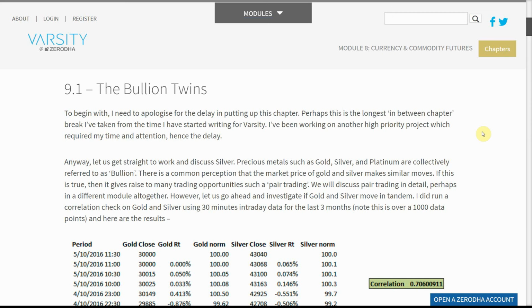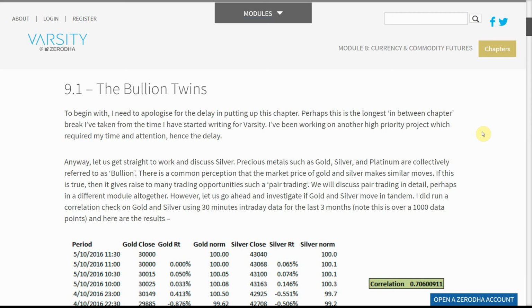I did run a correlation check on gold and silver using 30 minutes intraday data for the last 3 months. Note this is over 1,000 data points, and here are the results. The correlation on an intraday basis is 0.7, which is quite remarkable. I'm guessing the correlation on end-of-day basis would be even better. So what does this mean? Well, the correlation suggests that the two metals make similar moves on an intraday basis.